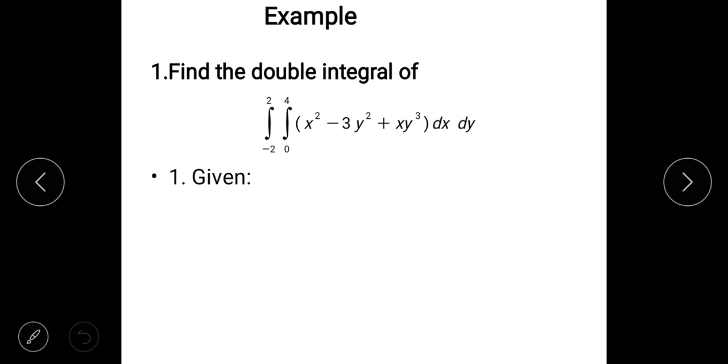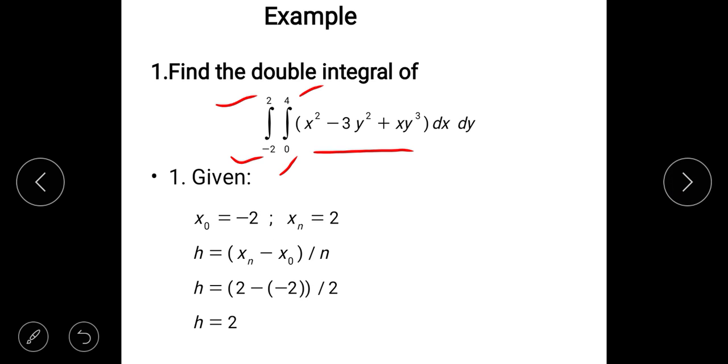We'll take some examples. Find the double integral of the function of x comma y, where f of x comma y is x squared minus 3y squared plus xy cubed, and the limits are given: x0 is minus 2, xn is 2, y0 is 0, ym is 4. Writing the given data, you can see x0 is minus 2 and xn is 2. Then to calculate the step size, I am considering n equal to 2 only for simplification. Now h is the upper limit minus the lower limit upon the number of steps, which is 2.